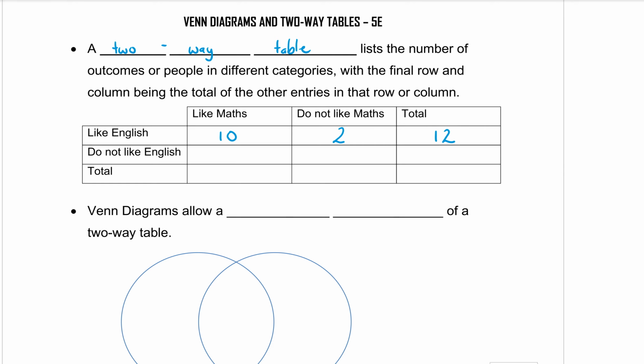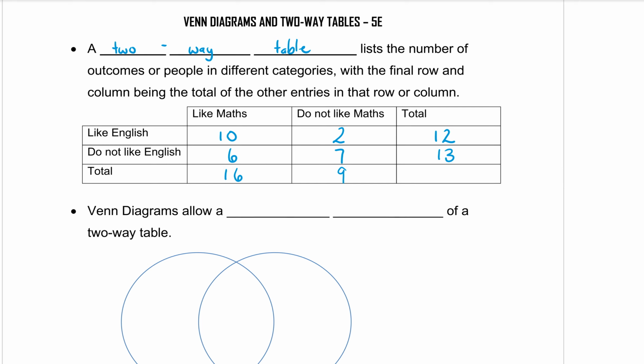Of the people who like maths, we've already got 10 that like English, but there are 6 people who like maths but do not like English, so that makes 16 people here. Okay, now I'm going to say that there are 7 people who do not like maths or English. And then when I add those two together, 2 plus 7 means that there are 9 people that go in that total there. If I add across this row, 6 plus 7 makes 13 to go in that total.